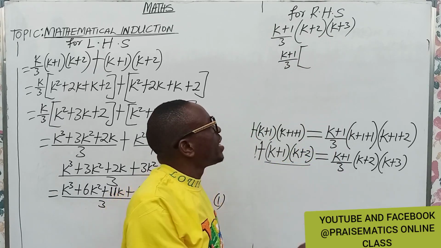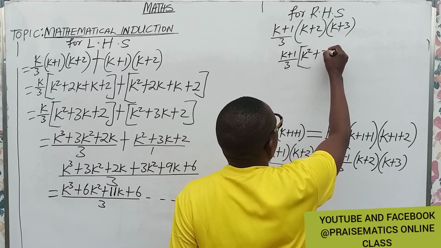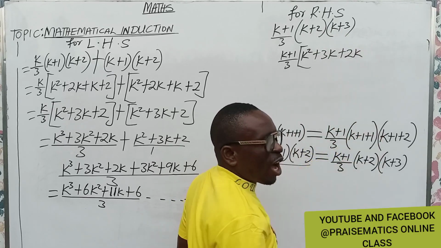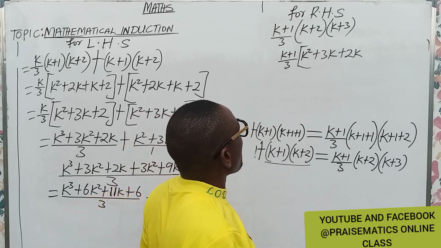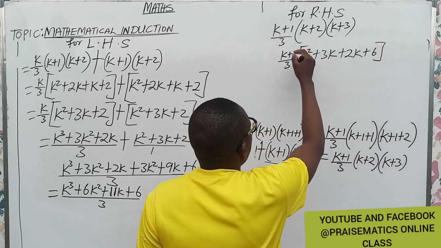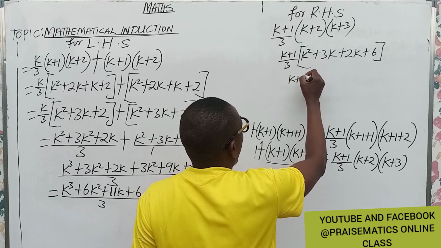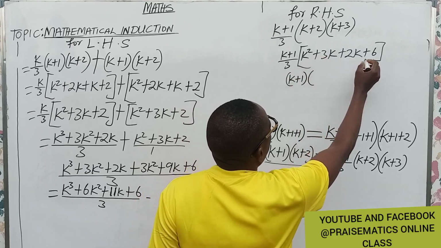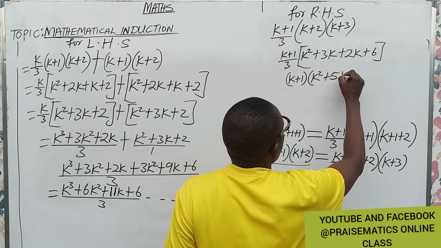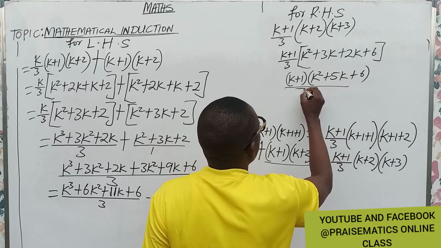Let's go. (k plus 1) over 3 into bracket k times k. k times k is k square. k times 3 will give us 3k. 2 times k will give us plus 2k. I hope you're understanding. Are you following? Now 2 times this will give us plus 6. Close it. Now we have (k plus 1) multiplied by, when you add up here, k square plus 5k plus 6. Close it. This is all over 3.